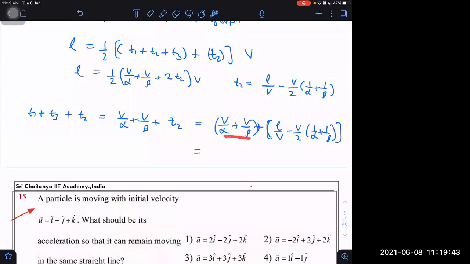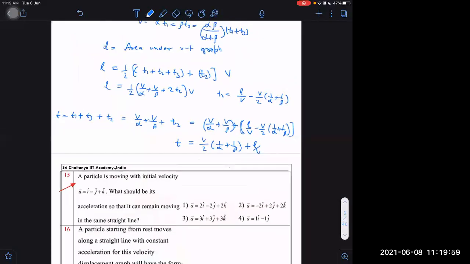V by alpha plus V by beta, here also V by alpha plus V by beta. But there is 1 by 2 with it. So we can get it as V by 2 into 1 by alpha plus 1 by beta plus L by V. That is the total time.